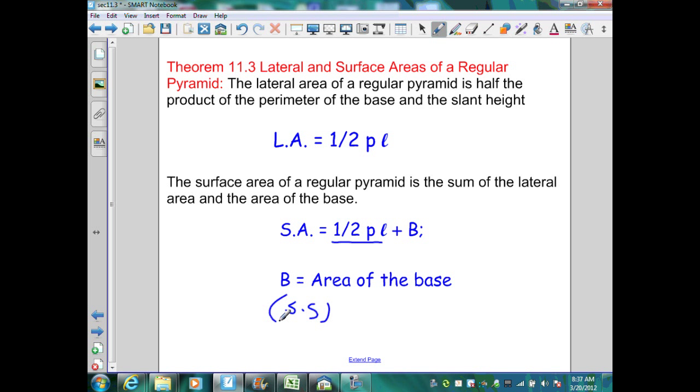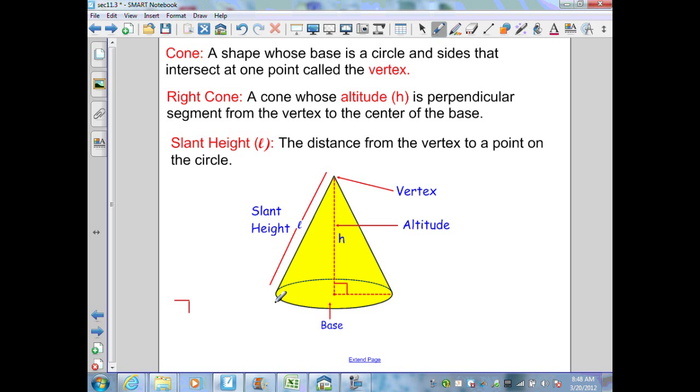In the diagram, I have a cone. A cone is a figure that has a base in the shape of a circle, and its sides intersect at a point known as the vertex. The altitude of the cone is the height of the cone, known as h, and the altitude is a segment from the vertex to the center of the circle, or center of the base, and is perpendicular to the base. L is the slant height of my cone.